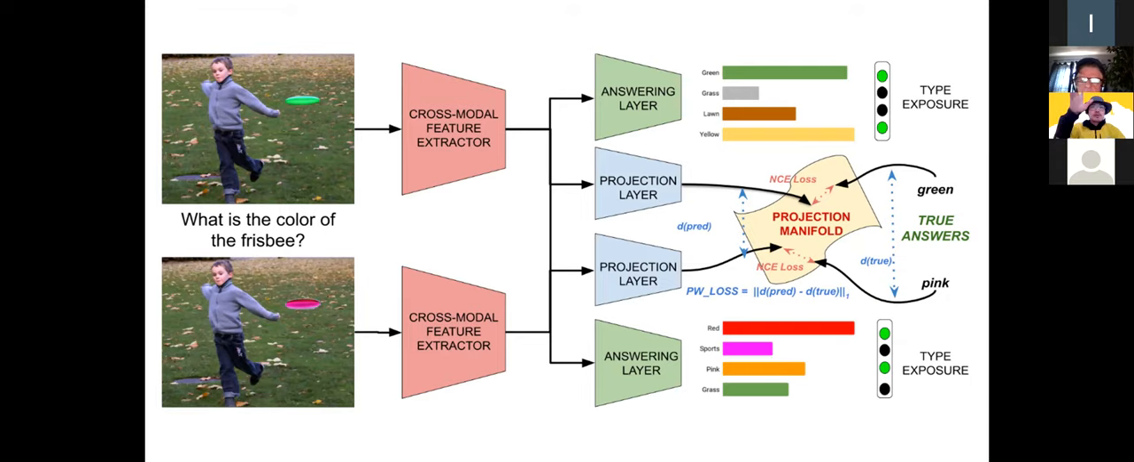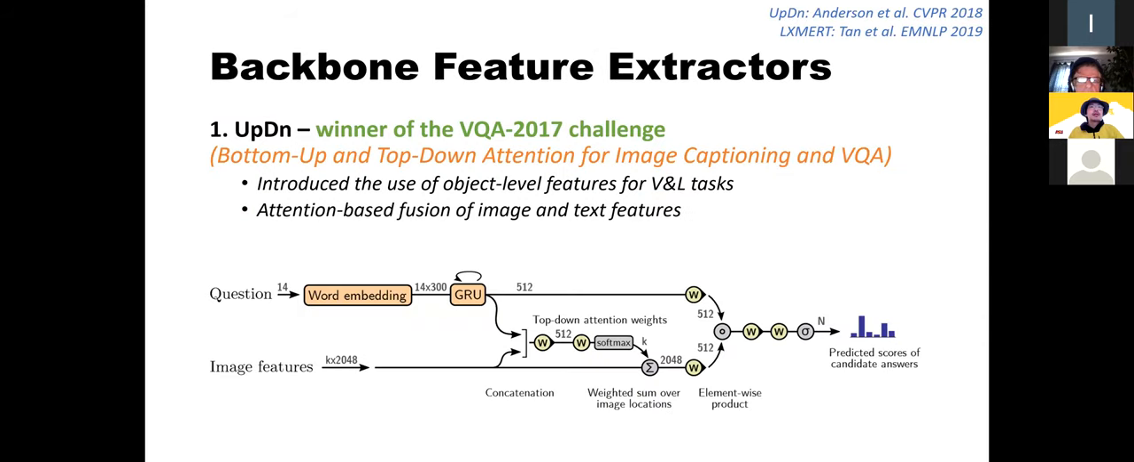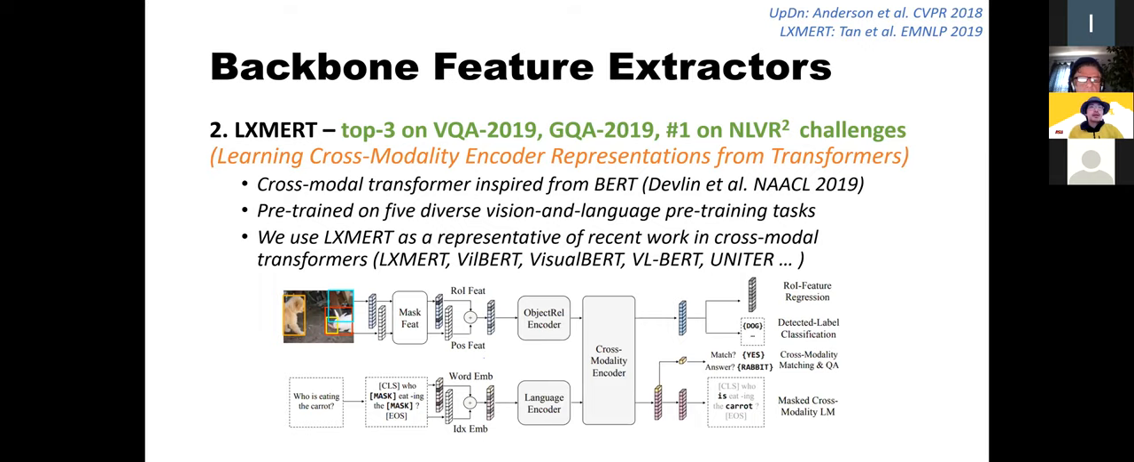And later I'm going to talk about the constraint that we put on the predicted answers. But before we do that, let me also mention the backbone models that we are using. One is the up-down model, which is the winner of the VQA 2017, and the other one is LXMERT, which is still considered one of the SOTA models in VQA.